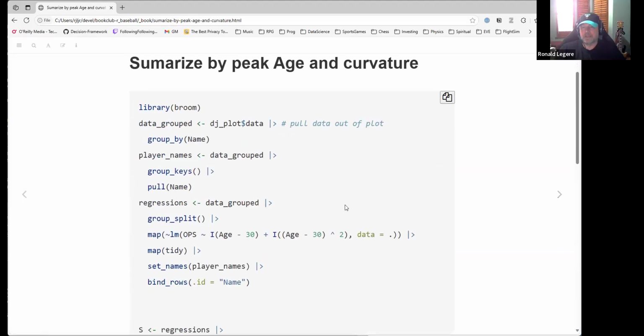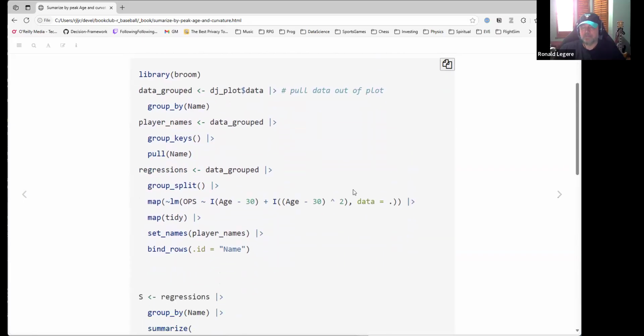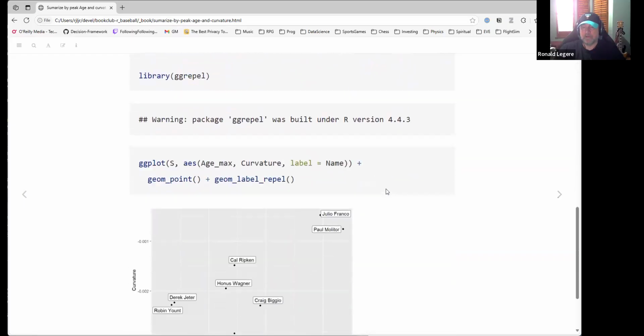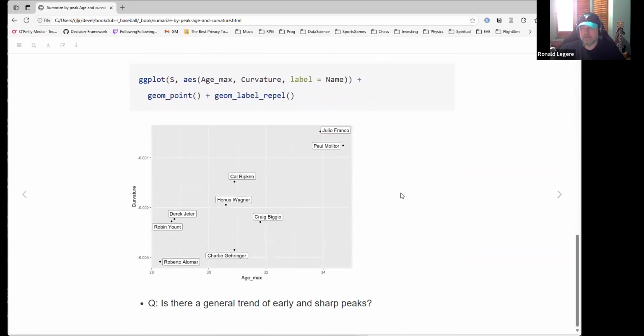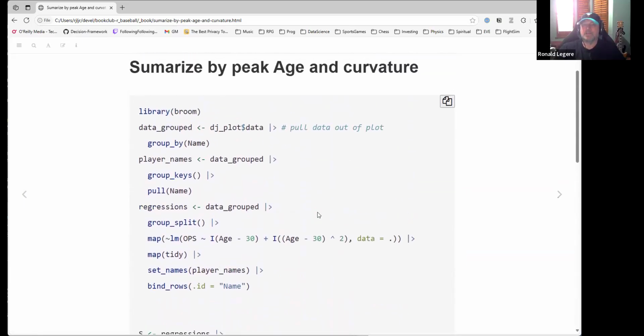So one other thing he does is he says, okay, let's take all the players and summarize them by peak age and curvature together, and you get a plot like this. Are these similar players? I kind of forgot. Yeah, these are the same 9 players that were shown in the previous plot. Instead of just using the data that he generates, he pulls the data directly out of the plot again. That's an interesting thing to do. Then he uses that to calculate and makes a new regression on that.